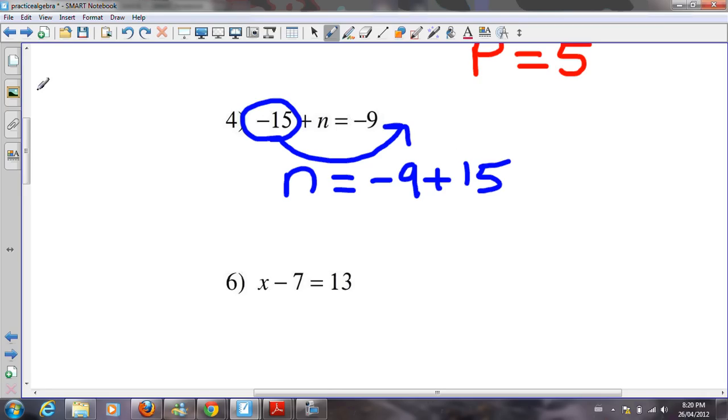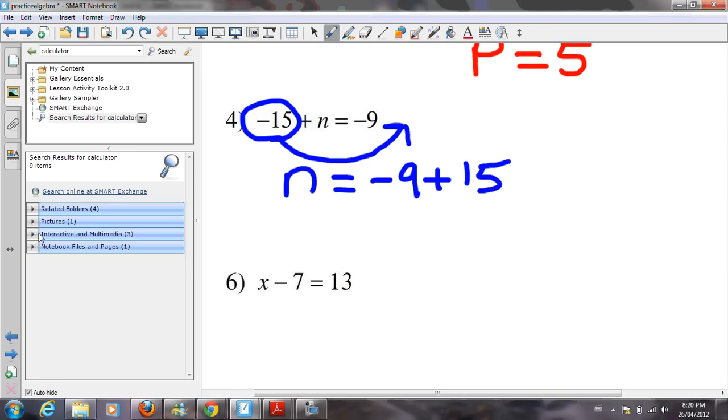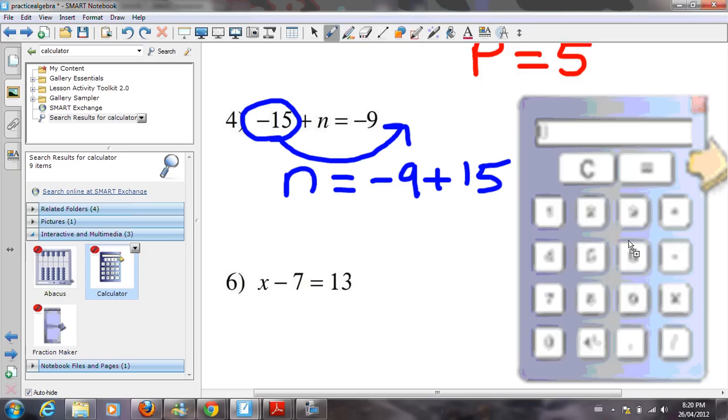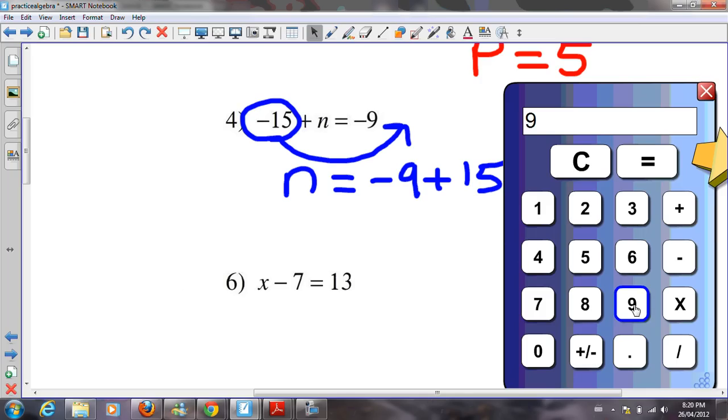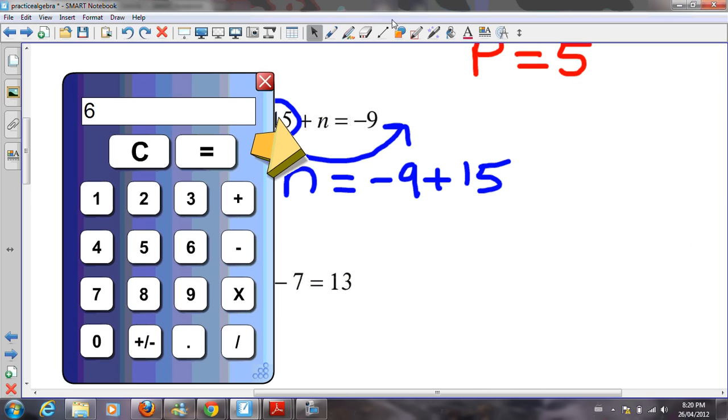Now the easiest way to think of when you're doing addition of negative numbers and a positive number, you can take out your calculator in this case, and on most calculators you will find a positive and negative sign there. So if I want a negative 9, all I have to do is punch in 9 and then press the positive negative one, and that automatically changes it to negative 9. And then to add 15, just go plus 15. And our answer, of course, for this one would be 6. So in this case, n will equal 6.